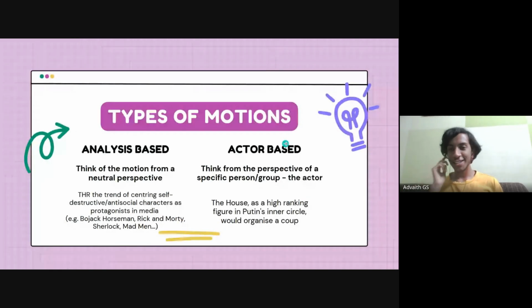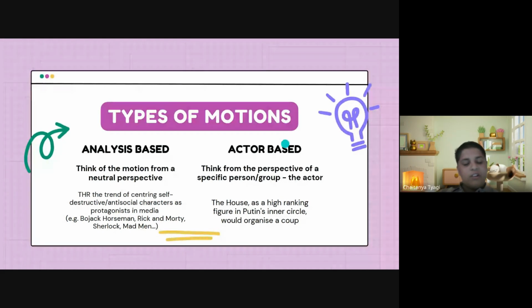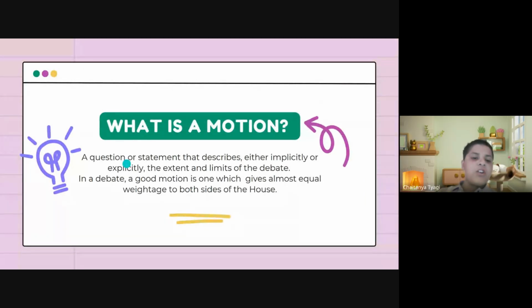Chaitanya, go ahead. In the motion, I didn't understand that line, the first one. Does it mean a question or a statement that describes, either implicitly or explicitly, the extent, the limits of the debate?